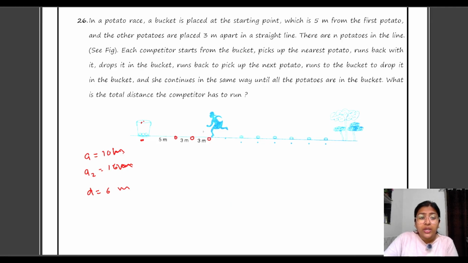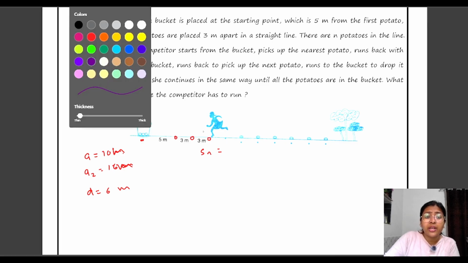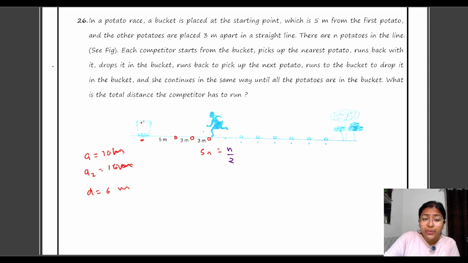What is the total distance the competitor has to run? It means we need to find Sn. We have n potatoes, so we will not put the value of n because we don't have the n value. So Sn is n by 2 bracket 2 into a plus n minus 1 into d. Now put all the values.